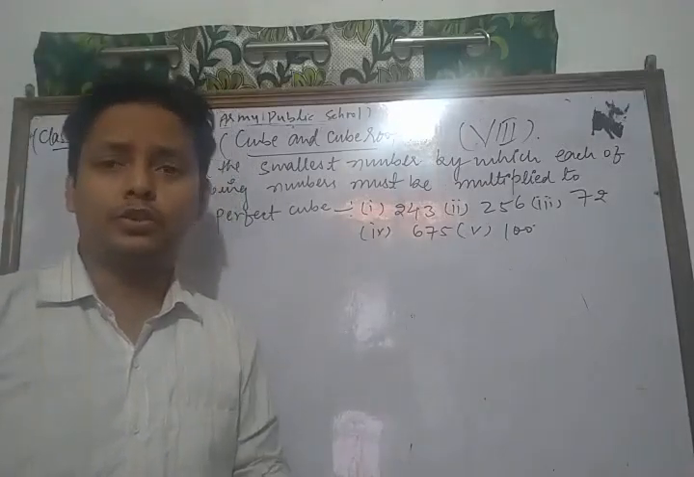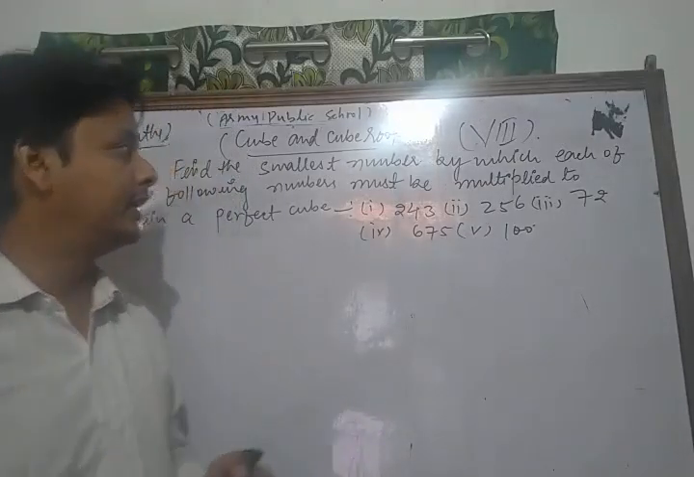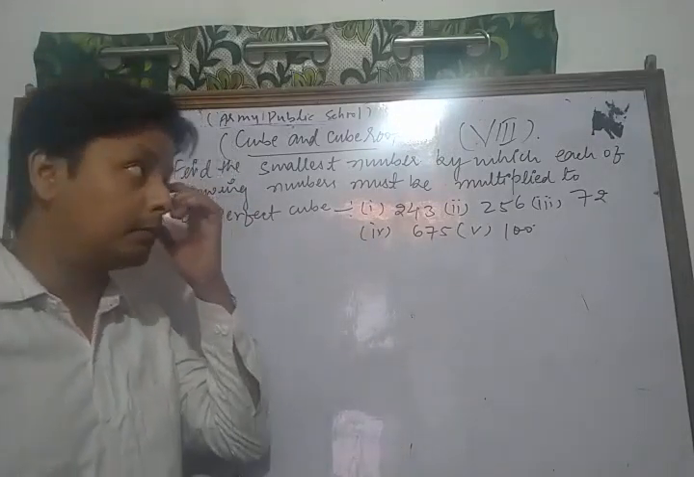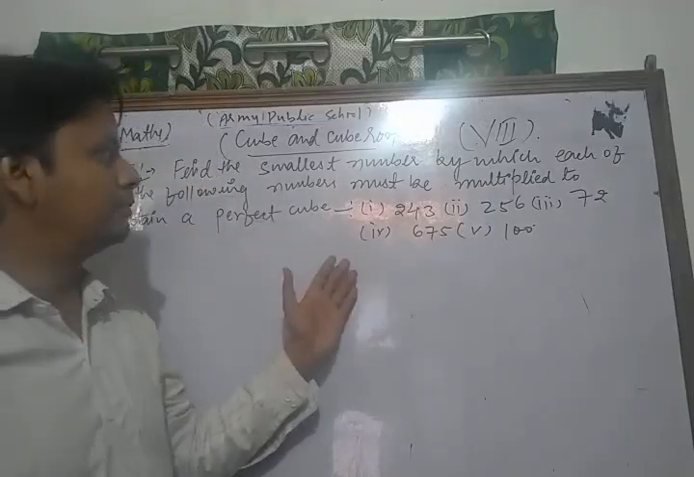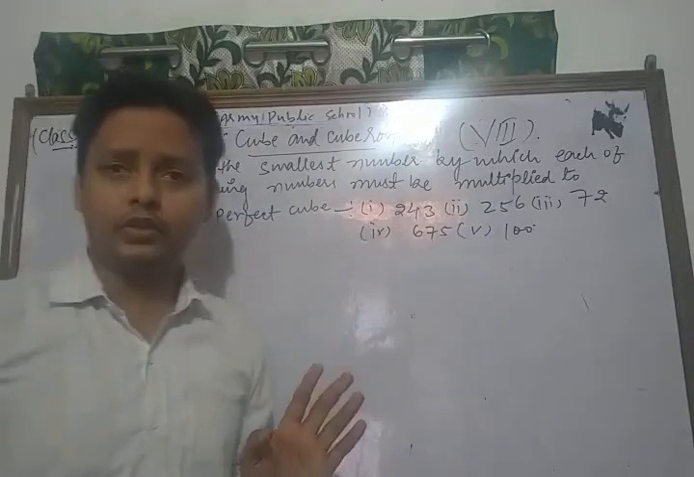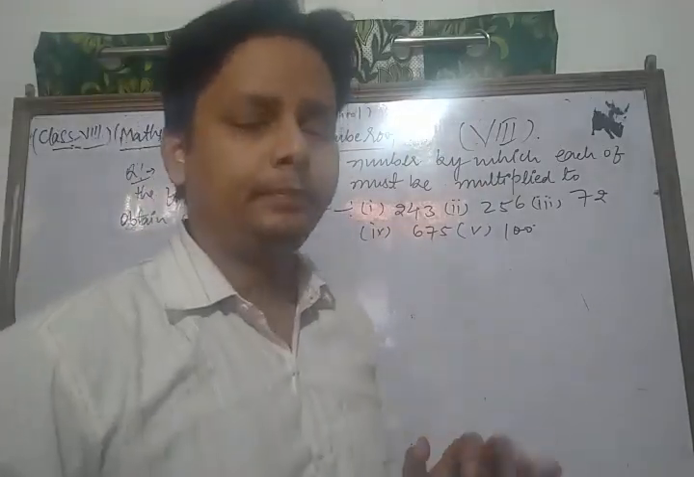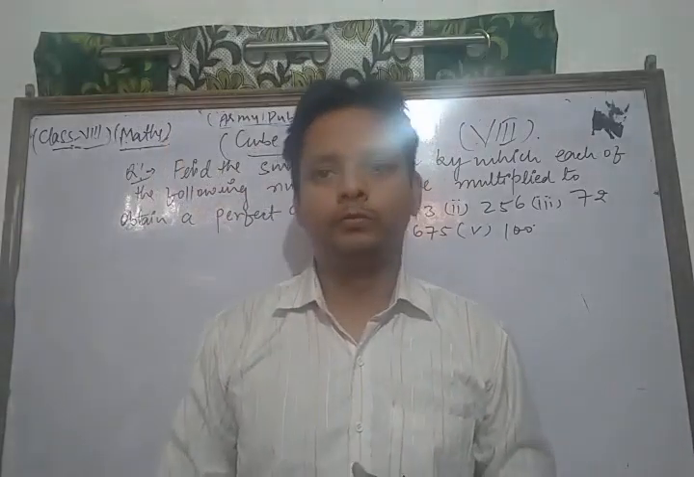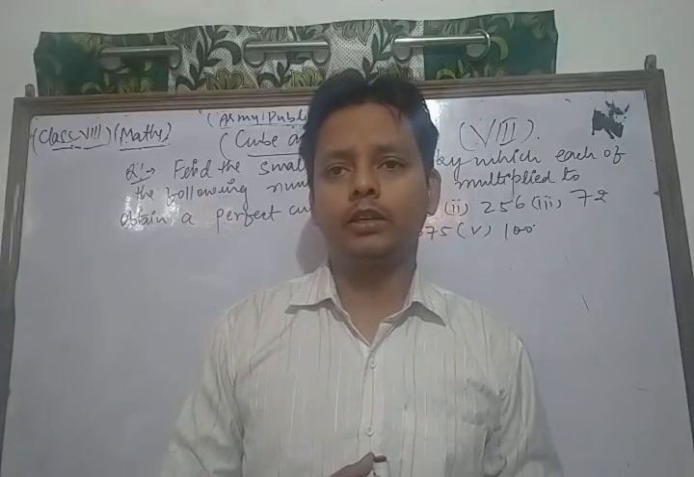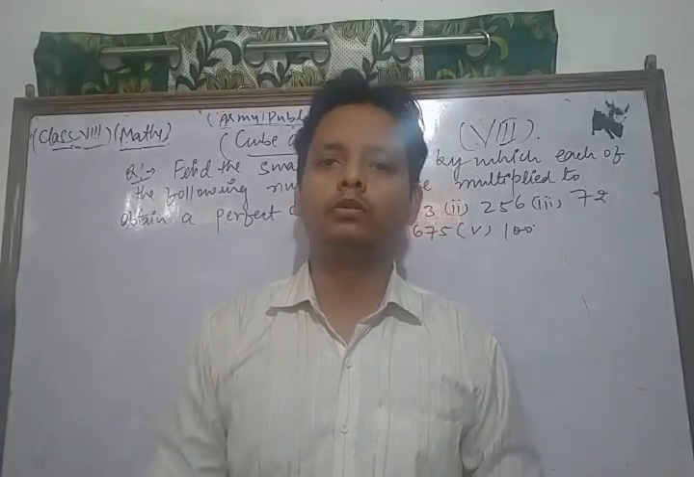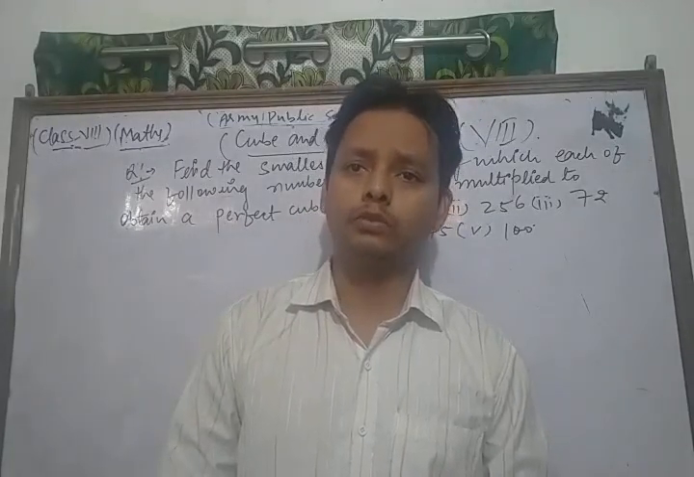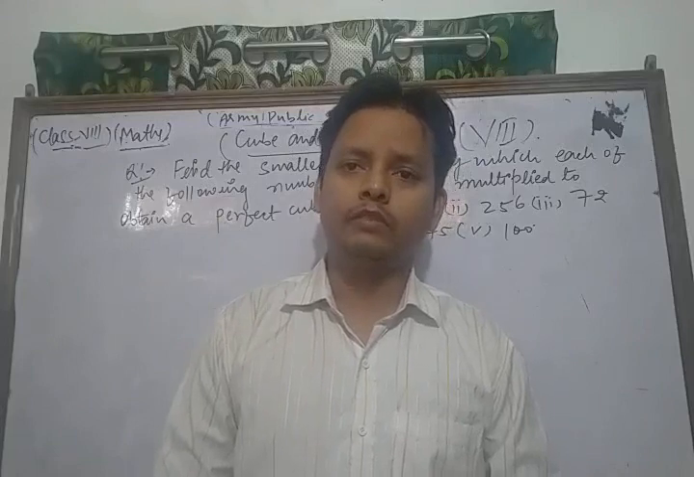This is one of the most important questions of your syllabus. We find the smallest number by which each of the following numbers must be multiplied to obtain a perfect cube. In this type of question, first of all we do the prime factorization. After prime factorization, we group the factors in triplets of equal factors. After that, we find the solution.